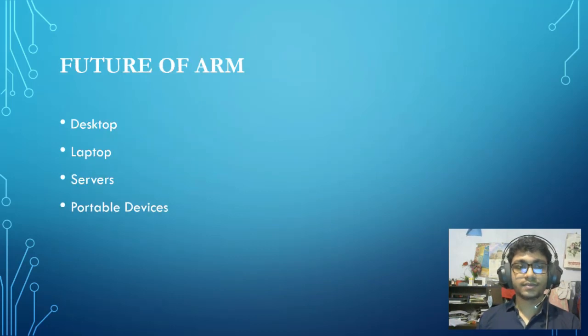Right now ARM is available in portable devices, but in the future we can see them on desktops, laptops as well as servers. IBM also has its own architecture, and they are also trying to use it in servers, because servers produce a lot of heat, and most of the energy is lost due to heat.